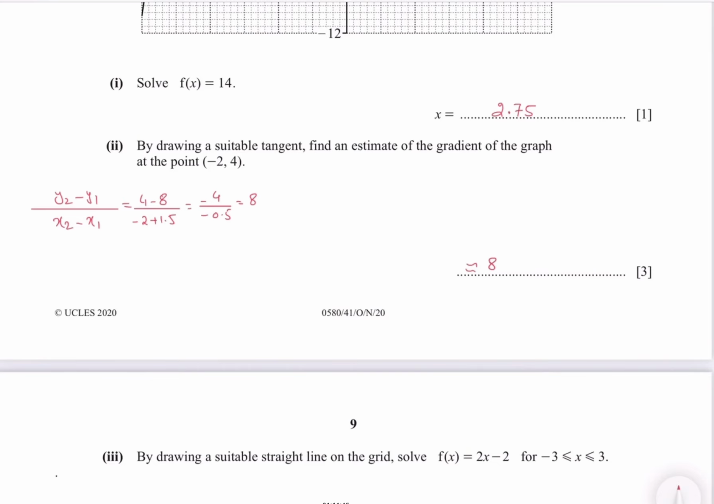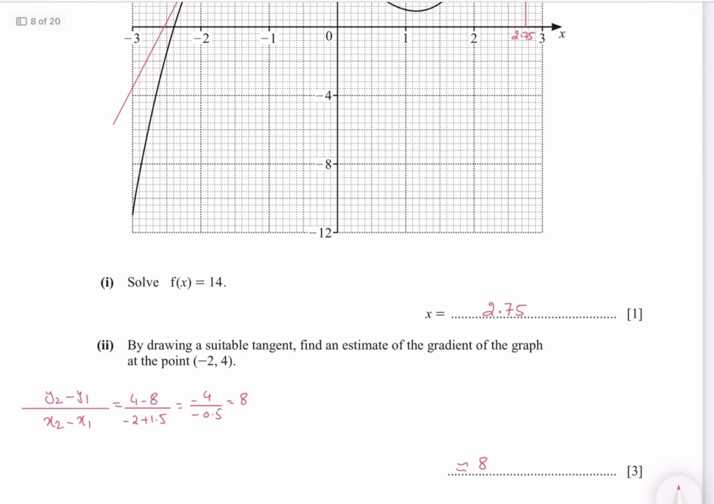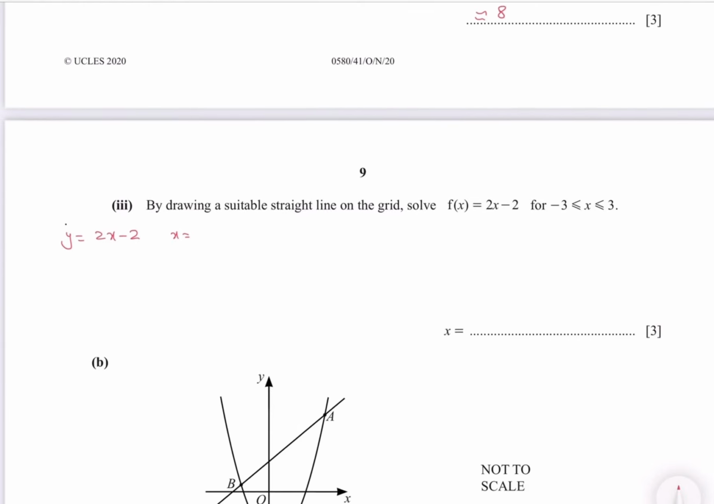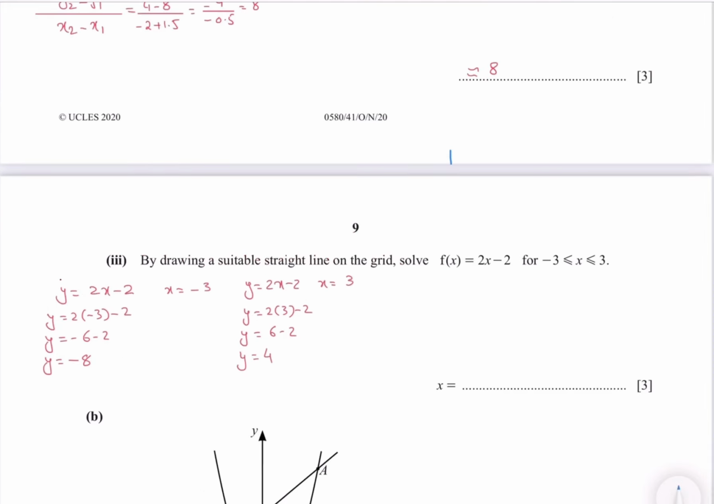The third part says, by drawing a suitable straight line on the grid, solve f of x is equal to 2x minus 2. Okay, take the value x equals -3 and see what the y coordinate is. So y is -8. Now take another value of x, say x is equal to 3. So your y is 4.